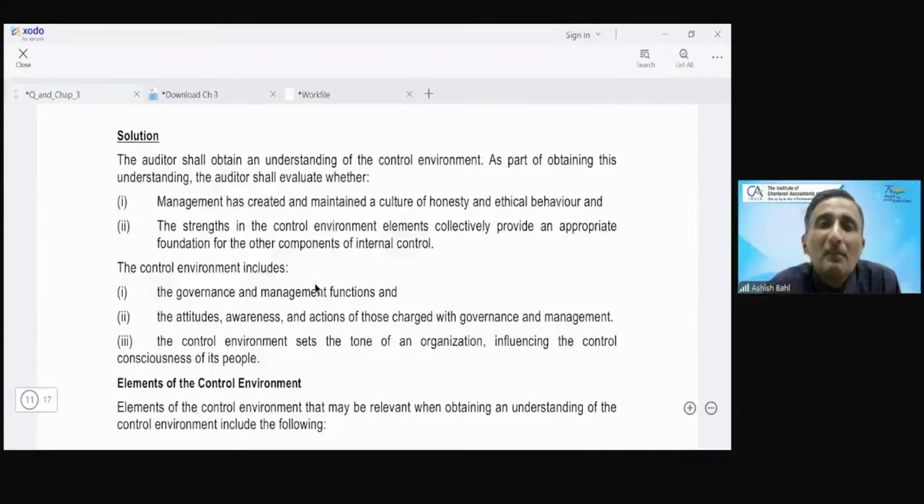And if the management is following good HR policies, the employees are being adequately compensated from time to time, training is being given to the employees, so they would remain contented and they would put effort into their work to achieve organizational objectives. Clear? Yes, students, the meaning of control environment is clear to you?